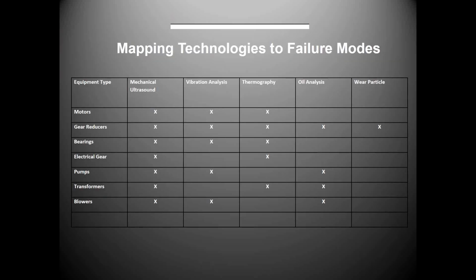Here's a little example of a mapping technology, where we have our different components on the side. What technologies can find failures in these components? And then we pick out maybe 1 or 2 that are going to have the most benefit for the way we run our plant or what failure modes we're looking for. Again, helping you map out what technology I should use on my different equipment components.